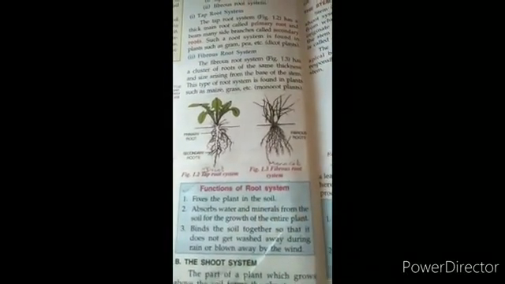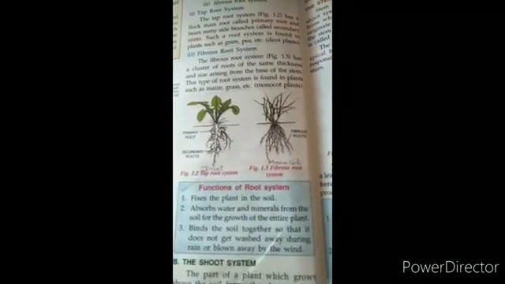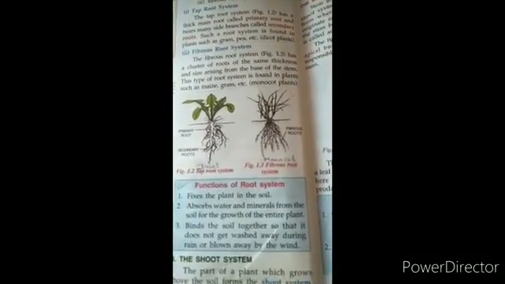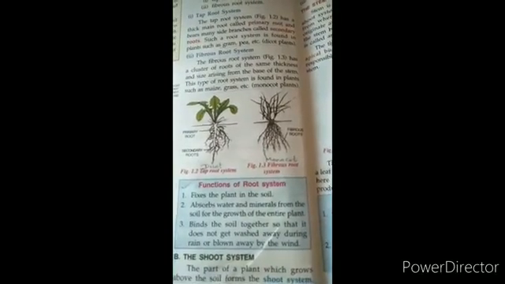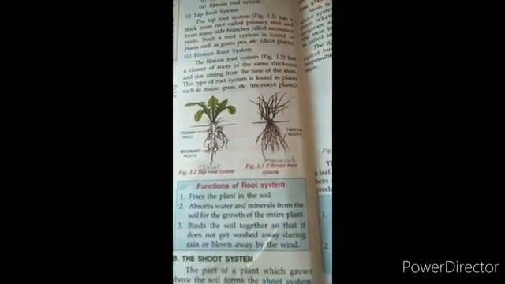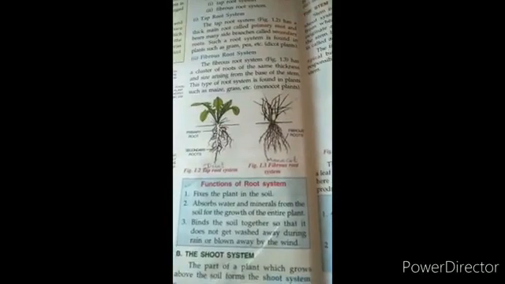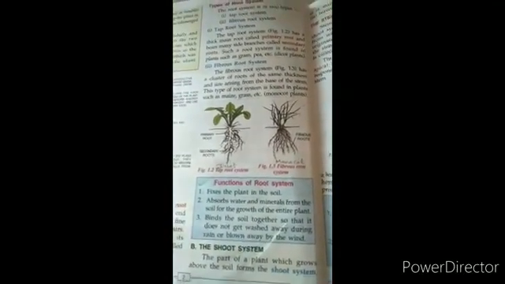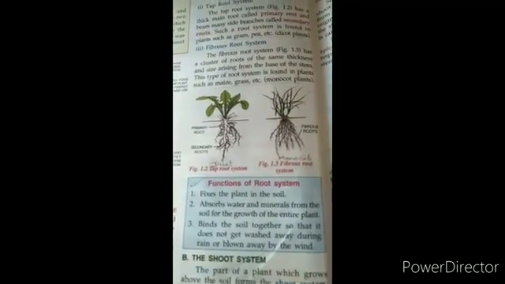Great. As we see, the plants grow upright in the soil, most of them, and this is possible only because the roots that grow in the soil are able to fix them or hold the plants in place. So fixing the plant in the soil is one good function.